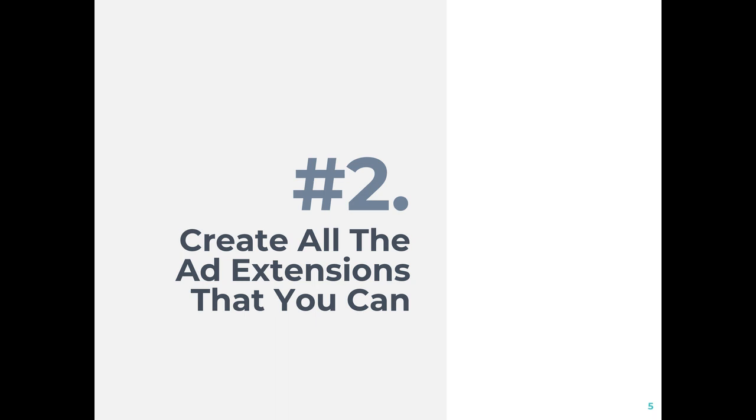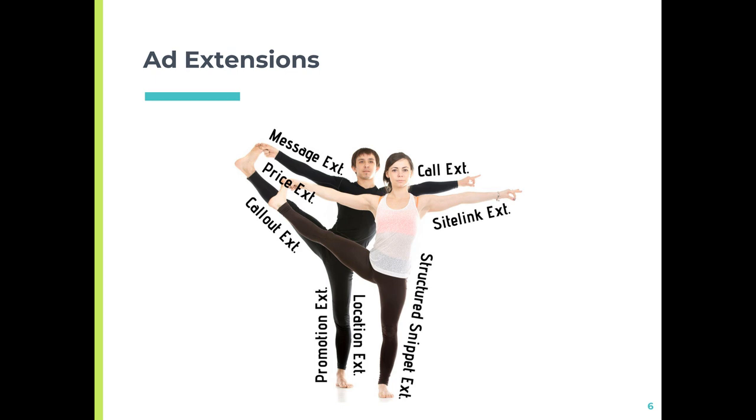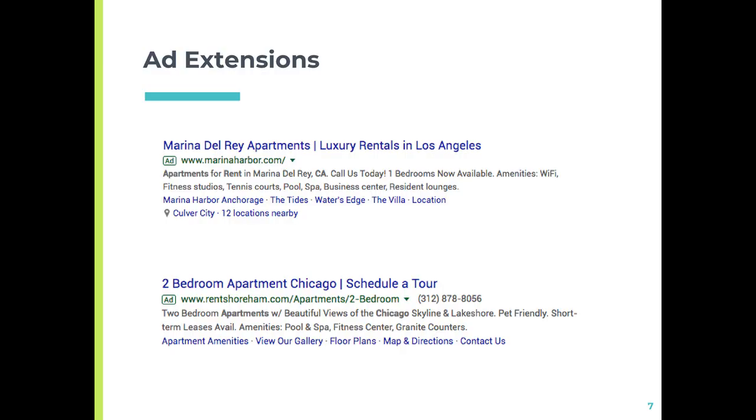Number two, make it a habit to create all the ad extensions that you can. Here we have all the ad extensions that work best within the multifamily industry to add to your ads. And here are a couple of examples of ads that are utilizing ad extensions. The first ad right here, you can see where it says Culver City. That's a location extension. That just helps the consumer find you that much easier. Right, so in your first ad that I'm looking at, Brianna, it looks like a little map tag or geo tag: Culver City, 12 locations nearby.